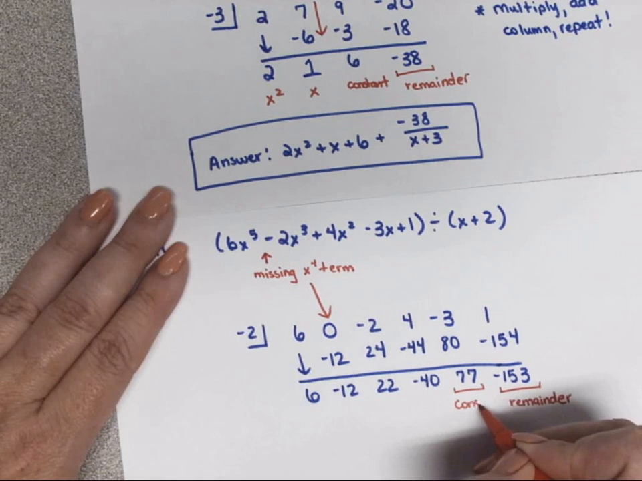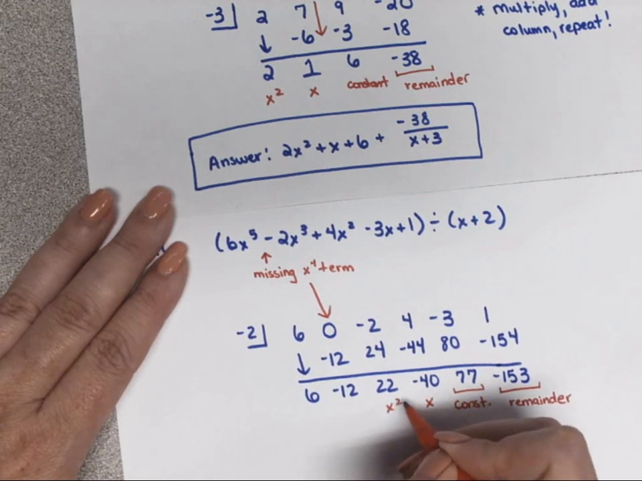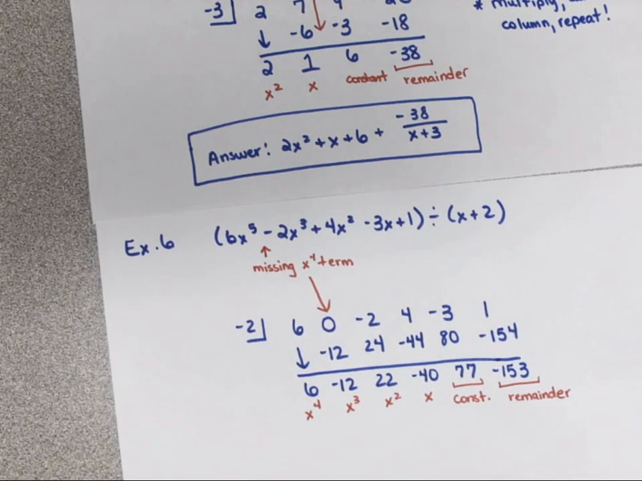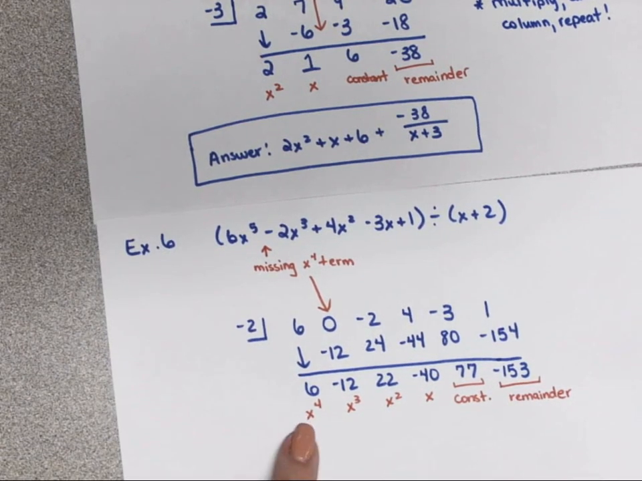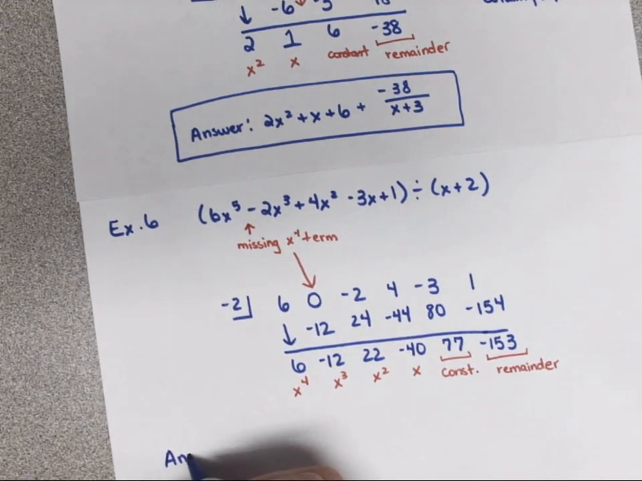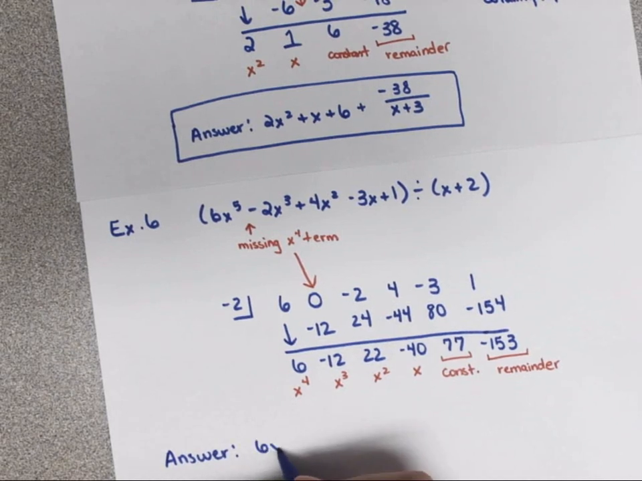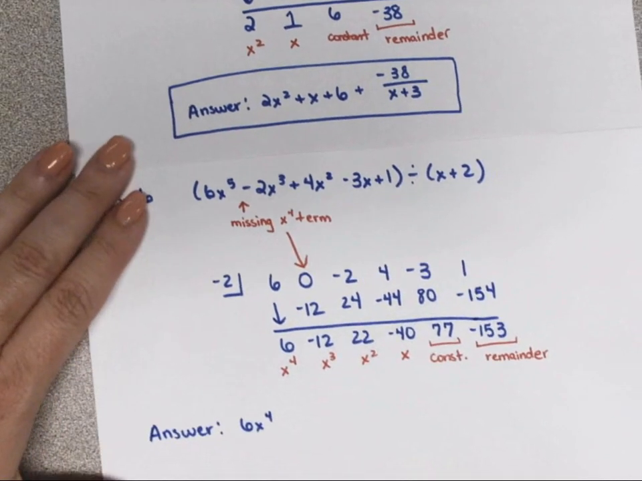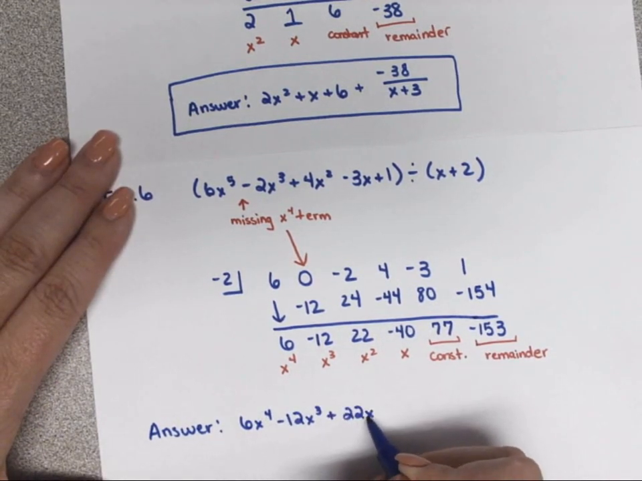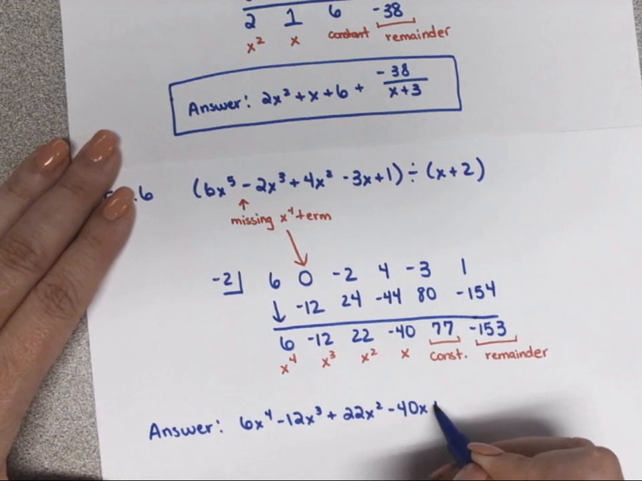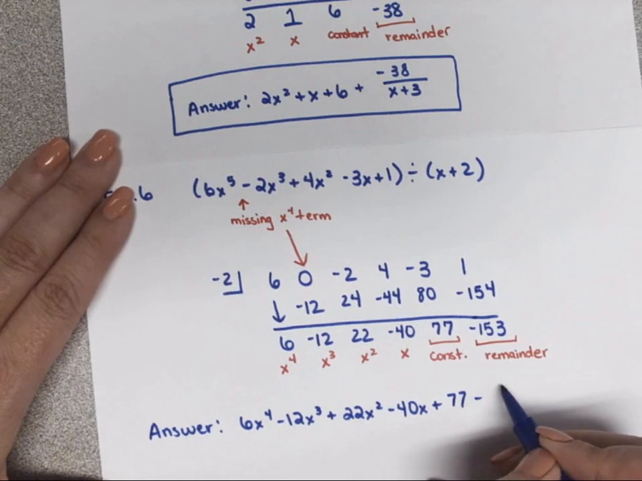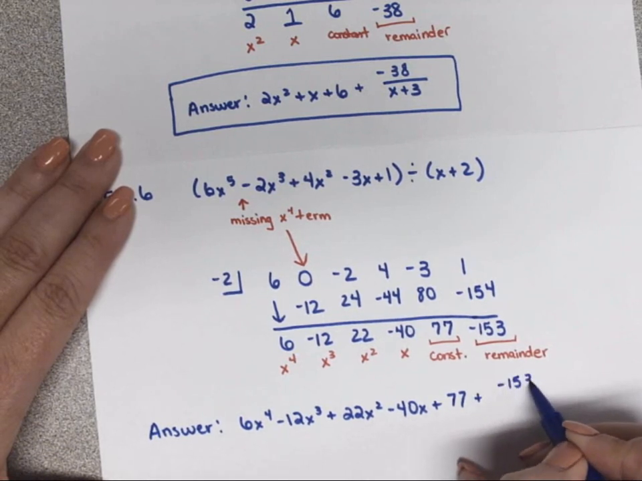This is the constant. This is the x squared, the x cubed, and the x to the fourth. If you wouldn't have put the 0 in, you would have had the wrong numbers first of all, and you would have ended up with the wrong power in the end. So just remember, the answer's power should always be one less. The answer, it's a long one, is 6x to the fourth, and then what? Minus 12x cubed plus 22x squared minus 40x plus 77 constant, right? And then minus or plus actually -153 over x plus 2.